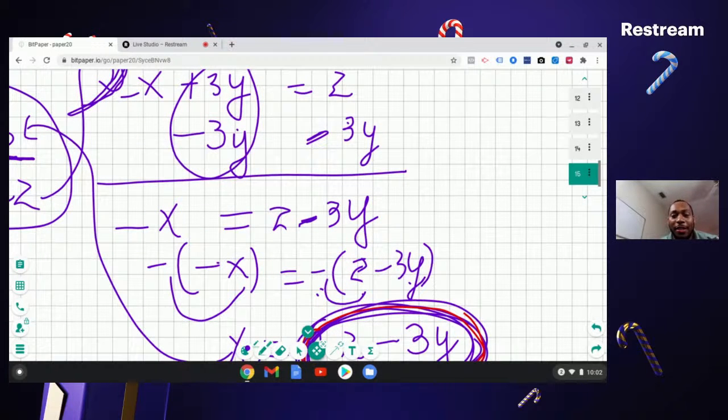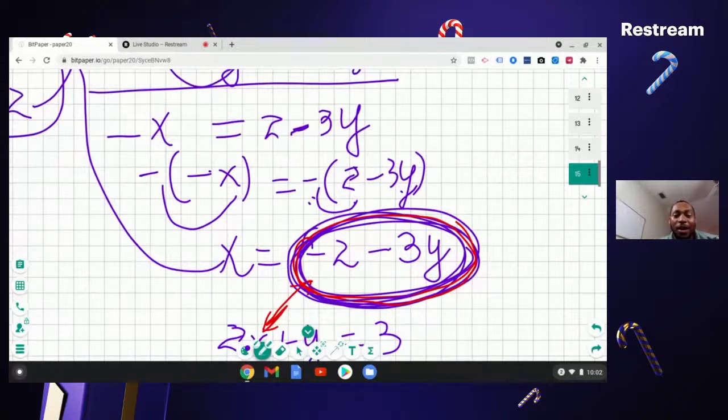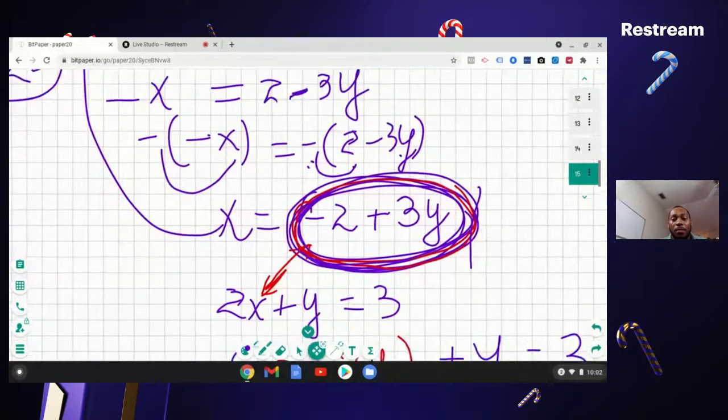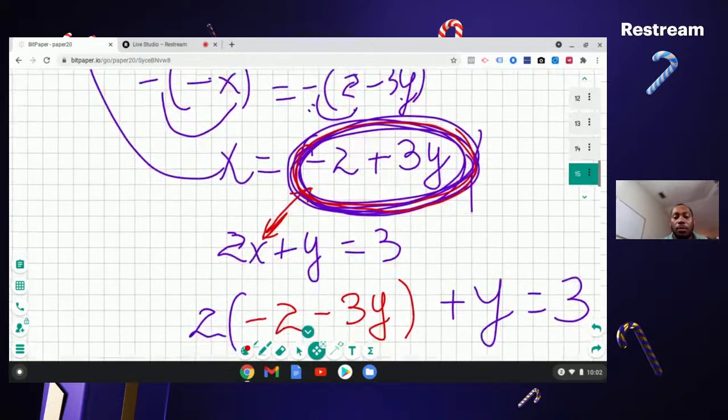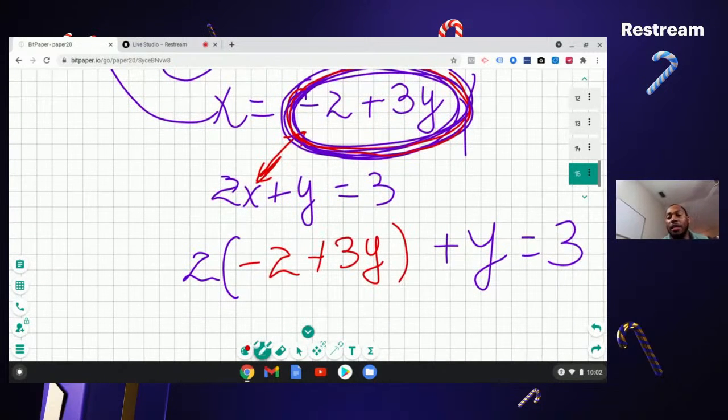That's how you know you guys learned something here. So yeah, positive 3, you add that here, and this will become positive 3. So thank you for catching that. Let me use red. So this will be positive, not a negative. This will be 3y, not negative 3y.